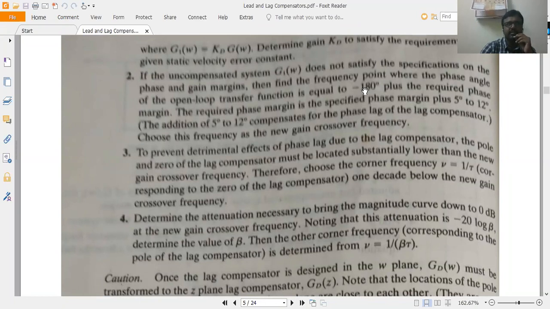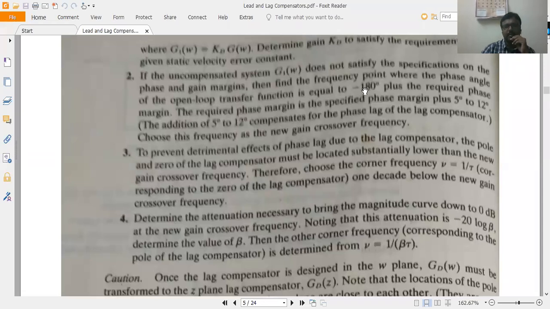That means the detrimental effects are the effects of the phase lag angle. The pole and zero of the lag compensator should be located lower than the new gain crossover frequency. Therefore, we have to choose the corner frequency ω = 1/T, which corresponds to the zero of the compensator, one decade below the new gain crossover.